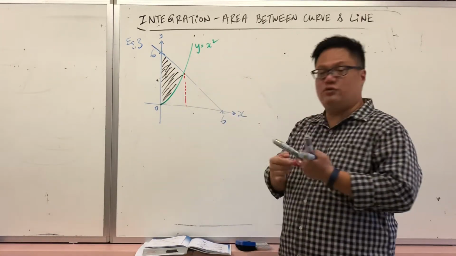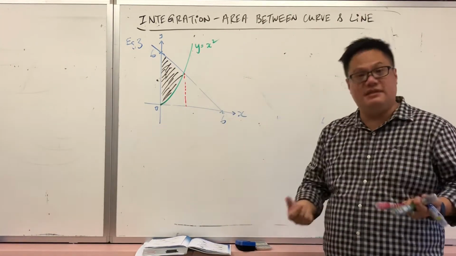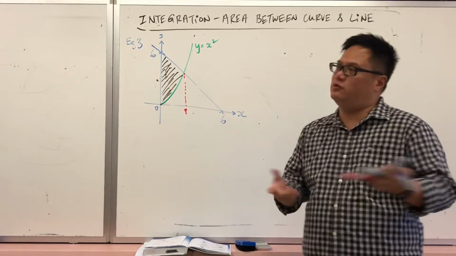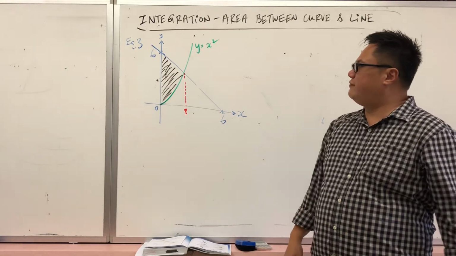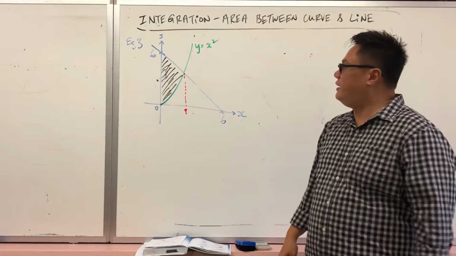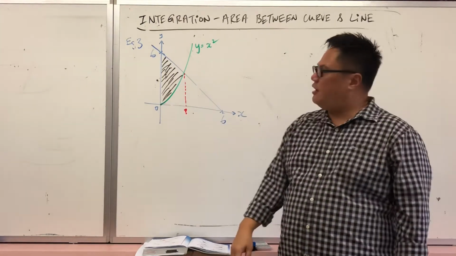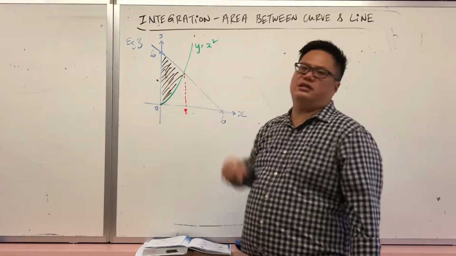So the first thing we need to do, of course, is to find our limits again. What is our limit? 0 to what? We don't know, right? So we have to find the point of intersection between the straight line and this curve y equals x squared. That will help us to find the area of this shaded region.